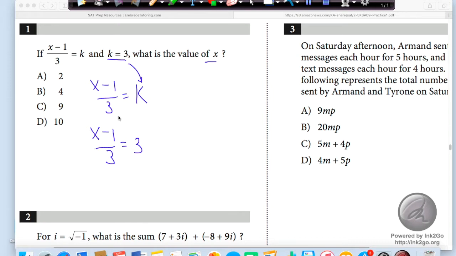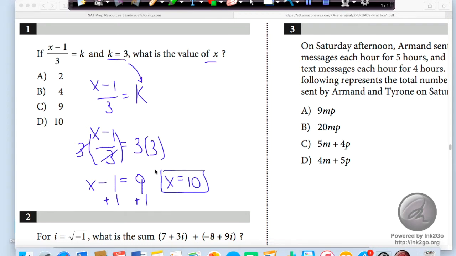Now, I know algebraically that I want to eliminate this fraction in some way. I can either cross multiply or simply multiply by the reciprocal. Either way, I'm going to end up canceling out the 3. So I get x minus 1 equals 9. In order to isolate x, I add 1. Then I get x equals 10. Solve it through, and that is answer choice D. Great. Let's move on.